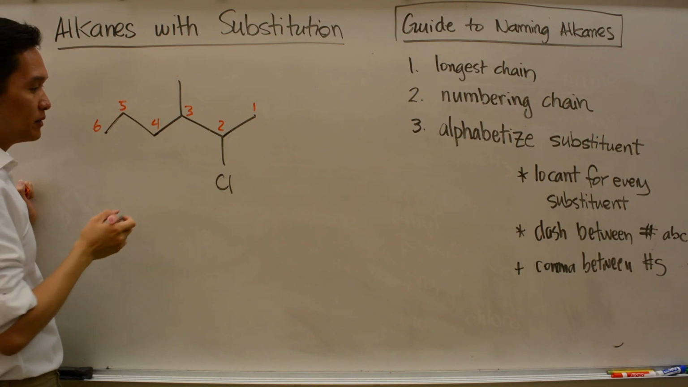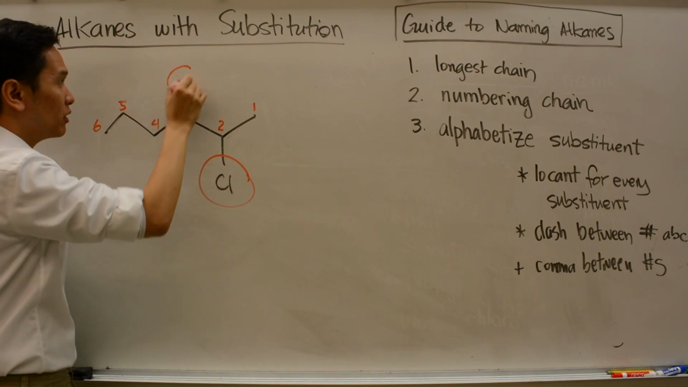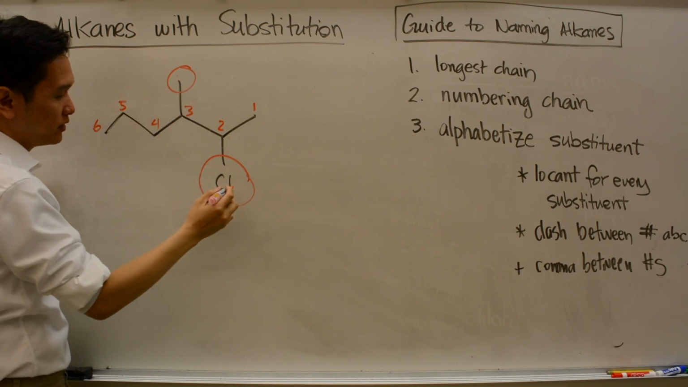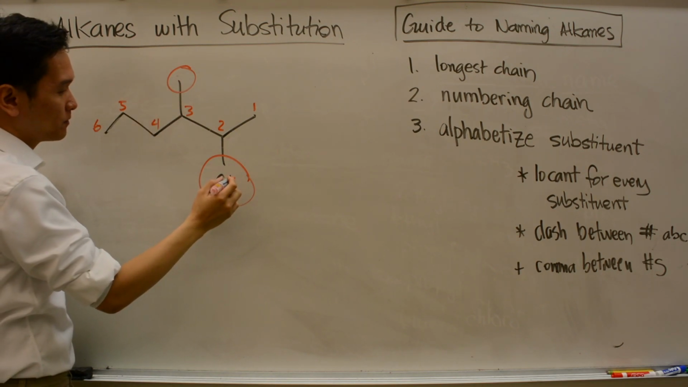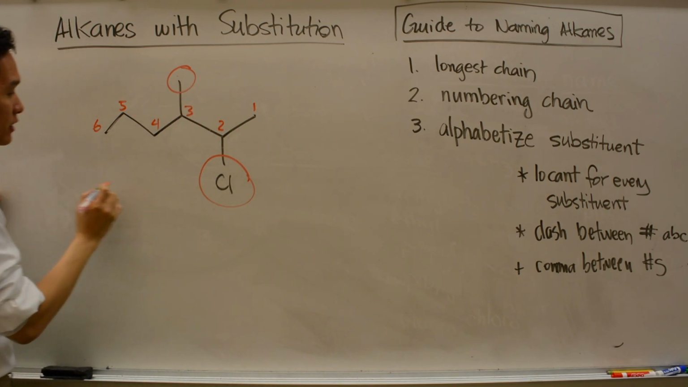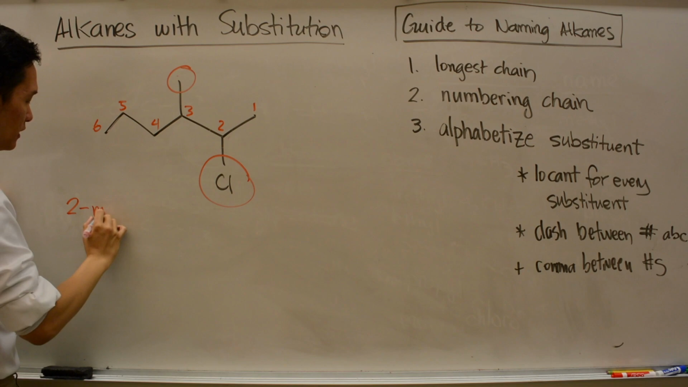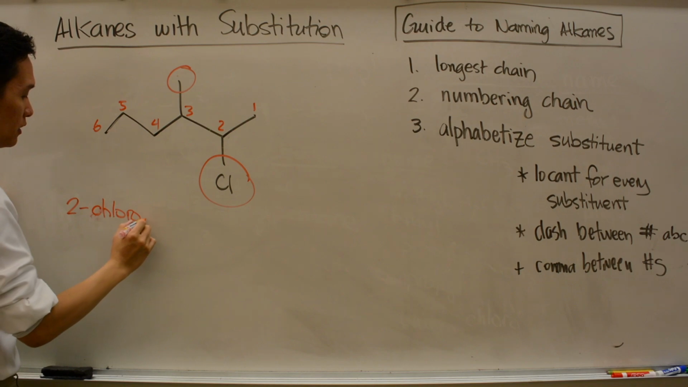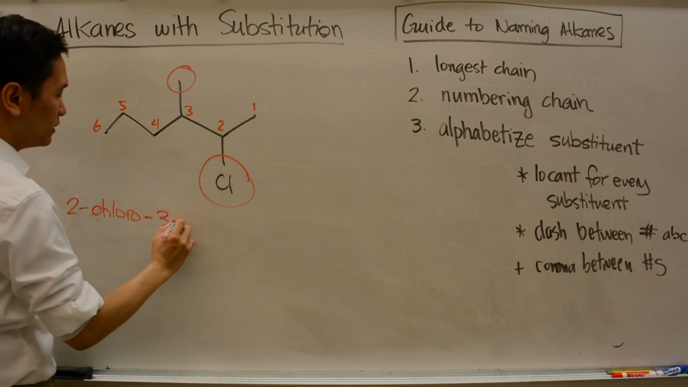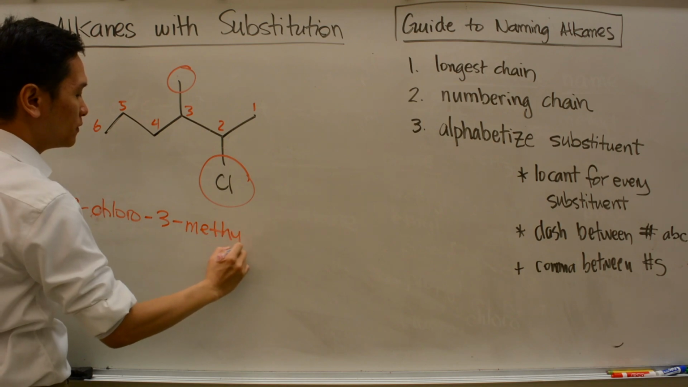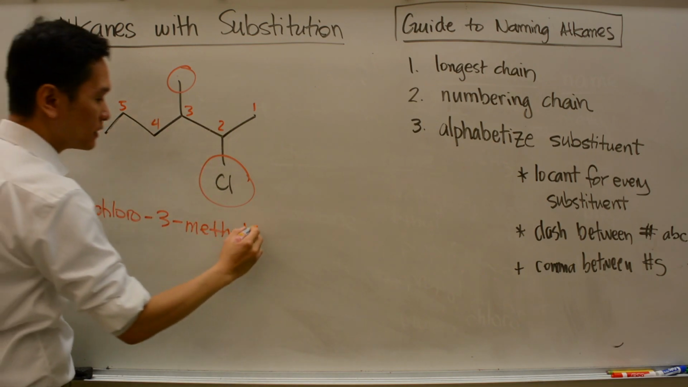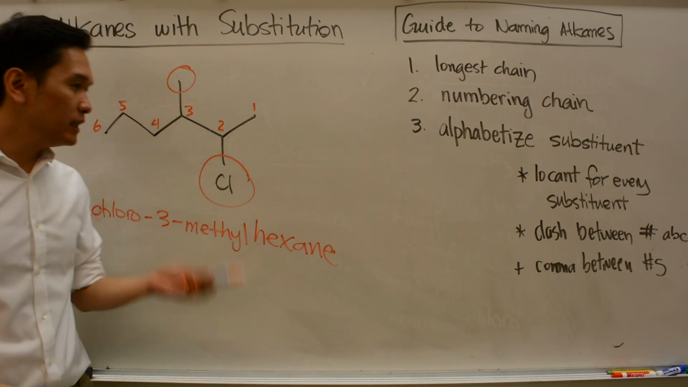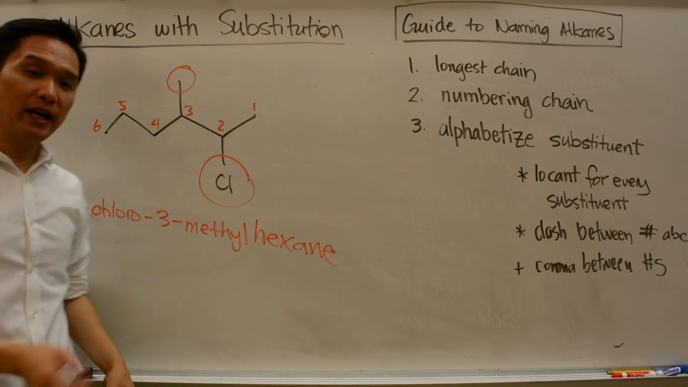Now let's take a look at my substituents. I have a chloro and a methyl. So this is going to be what? Chloro first, then methyl. So this is 2-chloro-3-methyl. What's my longest chain? 6. So hexane. Okay, we will see another example where we see more of the rules being applied.